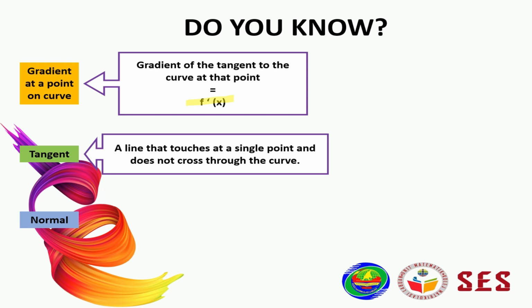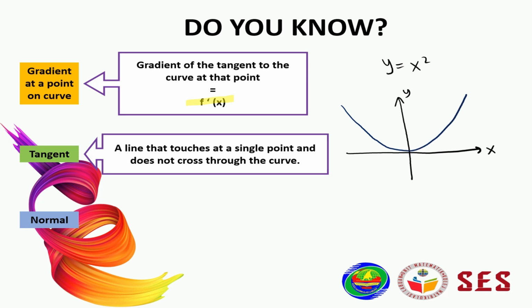So for example, if you have y is equal to x squared, the graph is smiley like this. So a tangent is a line that touches at a single point. For example, if you have point A here, the tangent is a line that touches that point but doesn't cross the curve. So this one is the tangent.